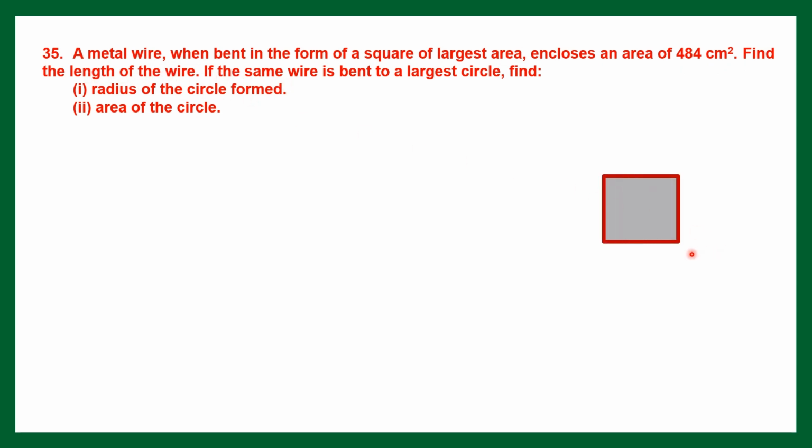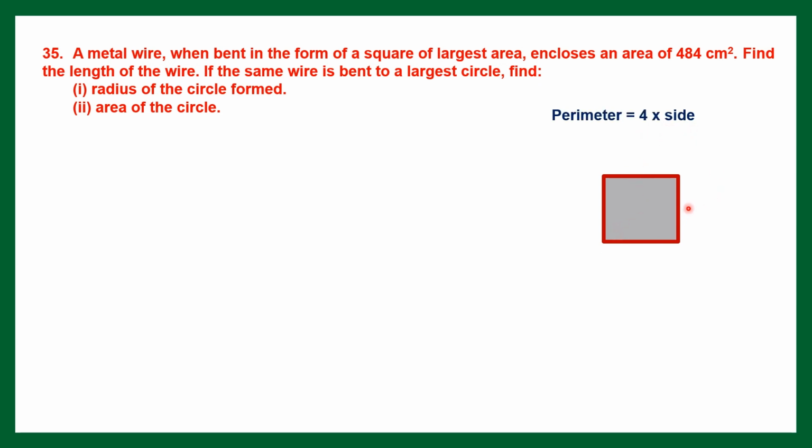So now we have a square here, and the red portion that you can see, let's consider that to be the metal wire. So as you can see, the metal wire is enclosing this area inside, and this area is 484 centimeters square. Now we are asked to find the length of this wire, this red portion. We are asked to find the length of that wire. That means, what is this border there called for a square? It's called the perimeter. That means the formula to find the perimeter is 4 into side.